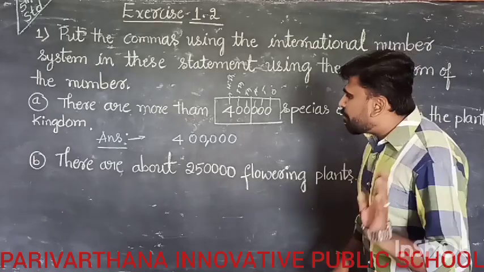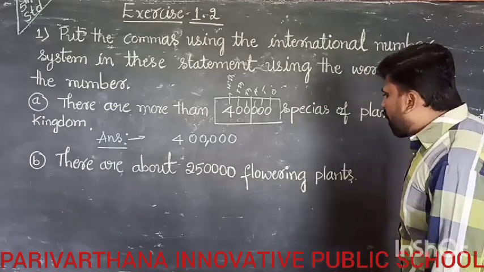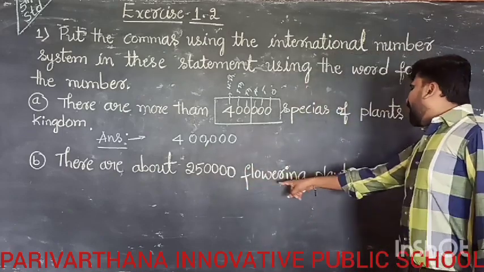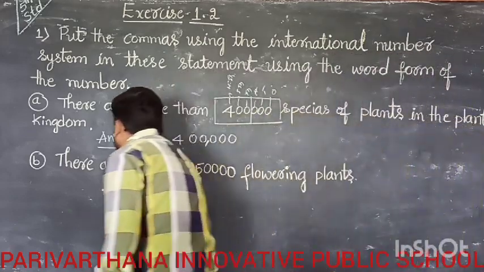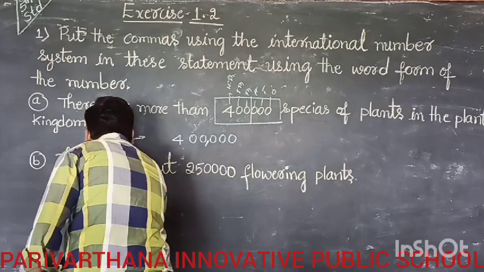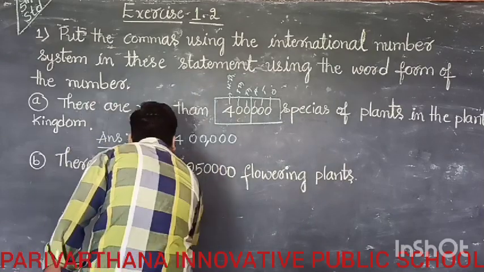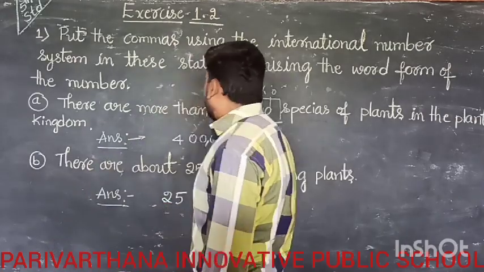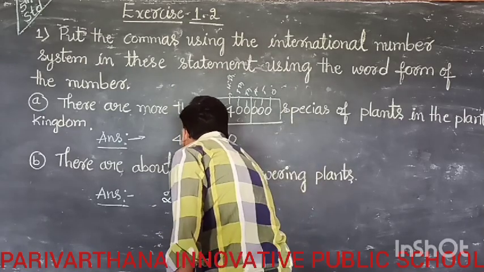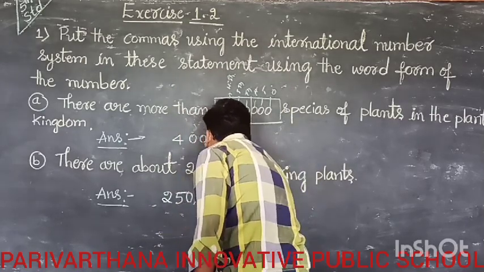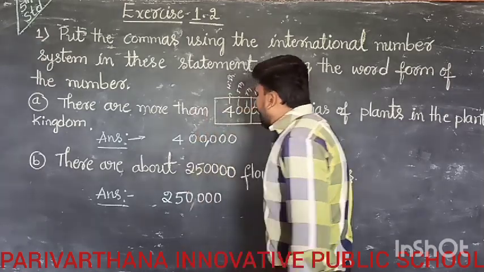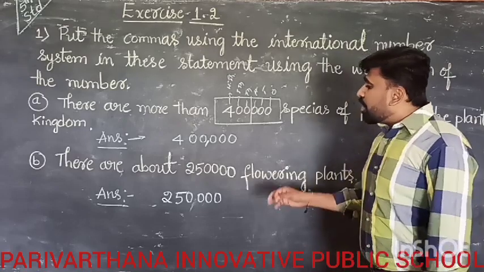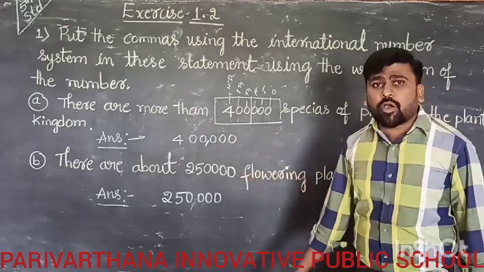And the B problem is the same. There are about, same, flowering plants. Again for this number we have to put commas. That is 250,000. Clear? Now we have to put commas for the B problem also.